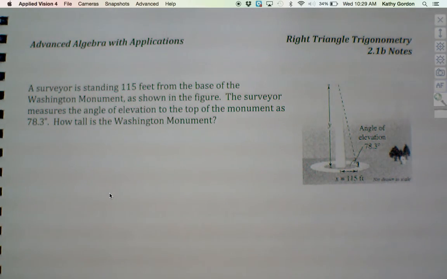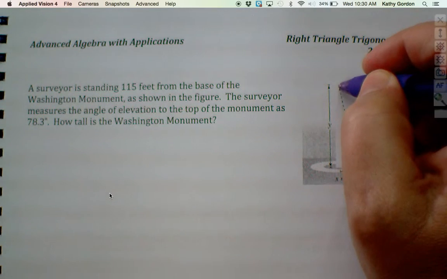Okay? All right, so at this point we should be able to close our lids and let's talk about how we use right triangle trig for some application kinds of problems. Okay. All right, so the first problem says that a surveyor is standing 115 feet from the base of the Washington Monument as shown in the figure. Okay, you can probably see a little better on your paper than what you can up here, but you're seeing the same thing. So this is meant to be the monument.